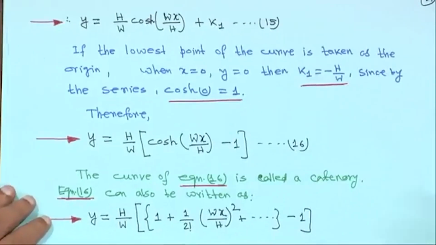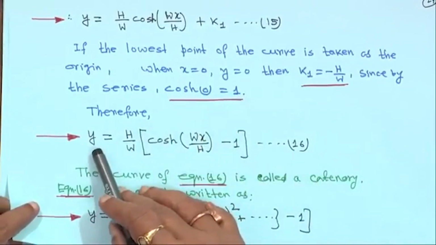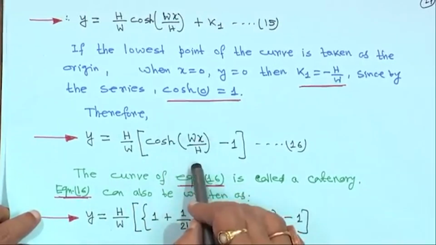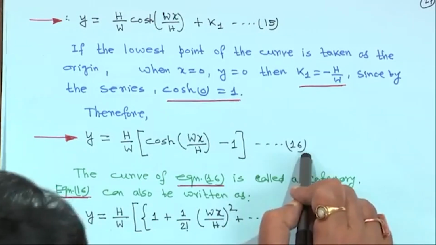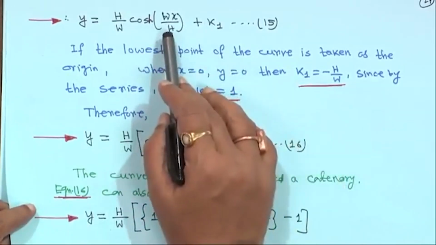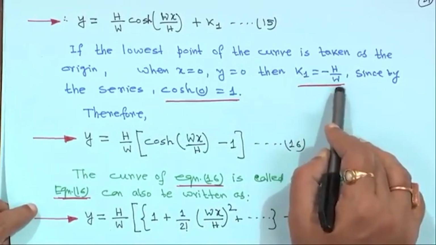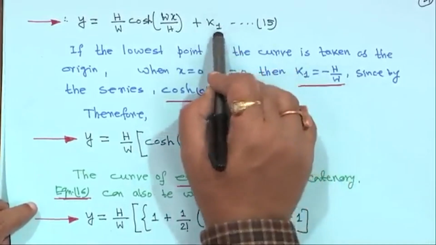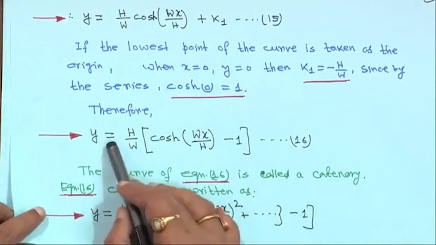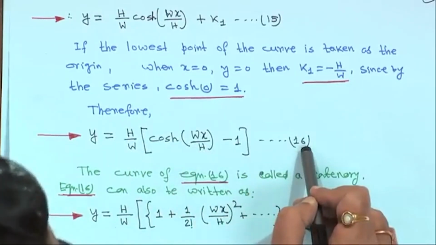That means cosh 0 is equal to 1. Therefore, y is equal to h upon w cosh(wx/h) minus 1, this is equation 16, because if you put x equal to 0 and y equal to 0 in this equation, you will get k1 is equal to minus h by w. Then you substitute k1 and take h by w common. So you will get y is equal to h by w [cosh(wx/h) minus 1], this is equation 16.